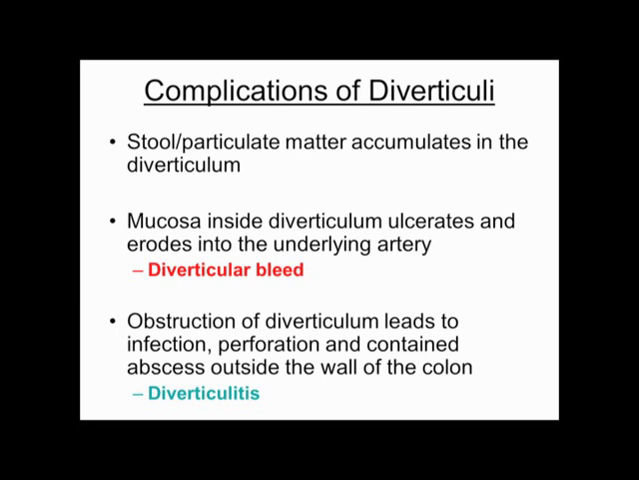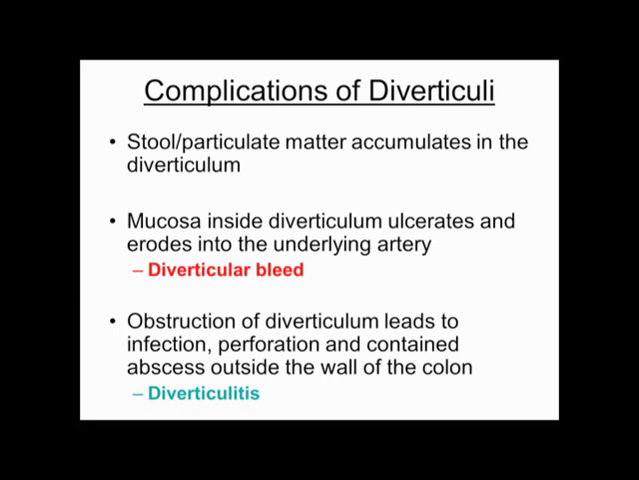First of all, stool can get in there, and it does. If it ulcerates the mucosa and erodes into that underlying artery, you get a diverticular bleed. This is not a subtle bleed. This is not hemocult-positive stool. This is bright red blood and clots pouring out of the rectum usually because it's under arterial pressure. Just like a duodenal ulcer bleed can be a really big bleed. It's an artery, okay? Diverticular bleed.